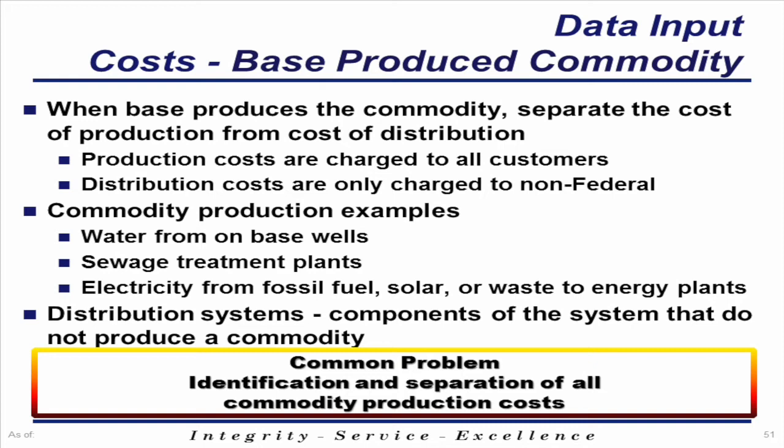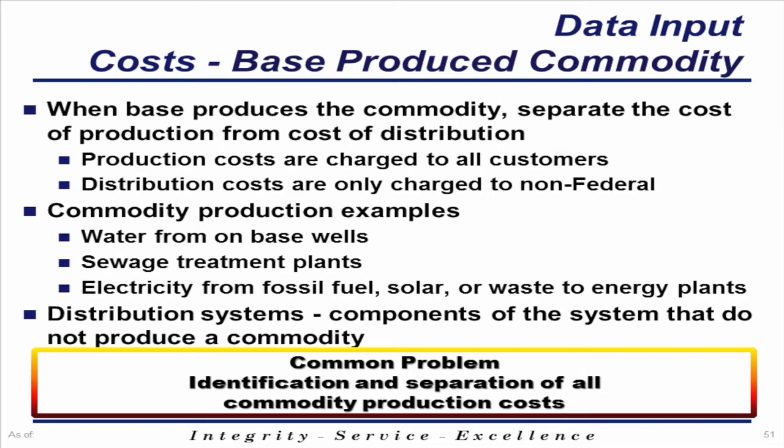There are some costs associated with producing the commodity, and some costs associated with the distribution of that commodity. They have to be separated. And the reason they have to be separated and identified separately is the production costs are charged to all customers, whereas the distribution costs are only charged to non-federal customers.